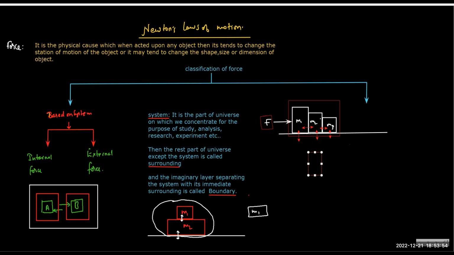Now, what will happen if I take each block separately? If I only consider M1, the F will act from the left, but from the right there will also be some force. As of now we don't know its value, but it will have some value. So the external force on M1 will be from left and right both, apart from the bottom, which we'll come to later. Similarly, what force will M2 experience? The effect of this force here, and M2 will also experience a force from this side. And what will M3 experience?